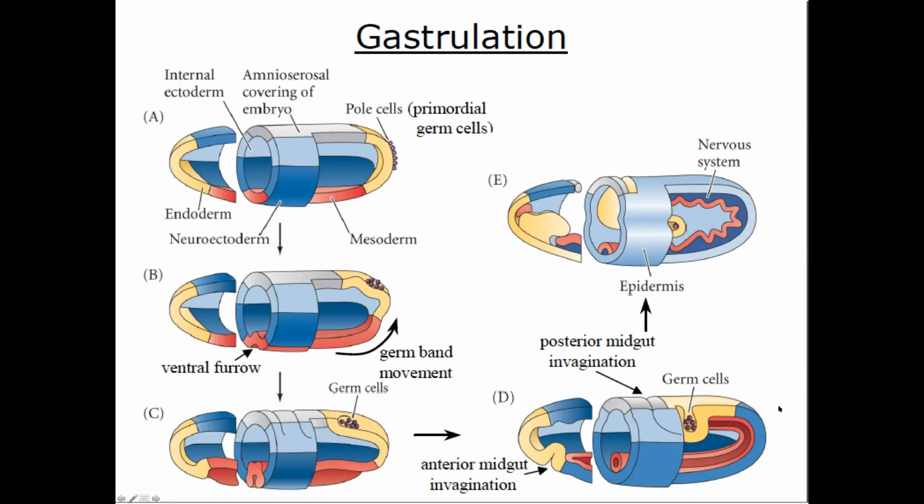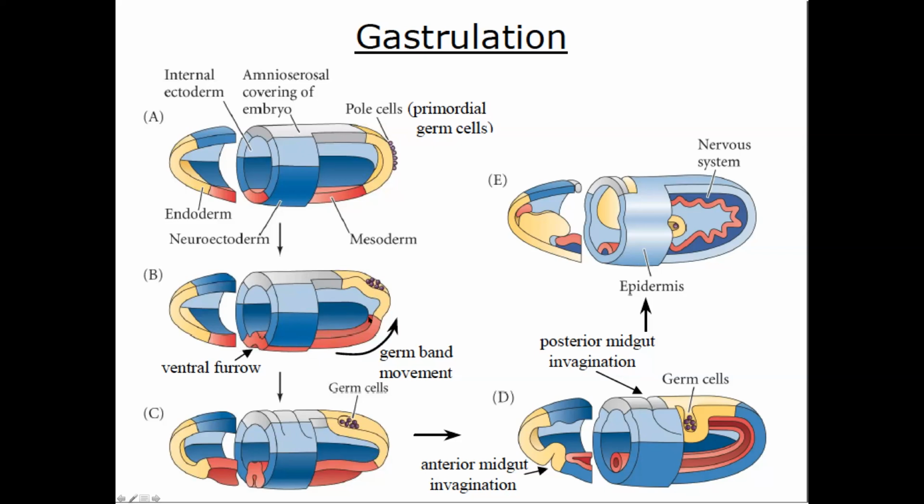And you can see that they're going to go like this. So this is called germ band extension. This ventral furrow will segregate a few groups of cells that will give rise to the mesoderm, but also this thing is called a germ band, because it carries the primordial germ cells, and this germ band is going to give rise to structures of the thorax and the abdomen.